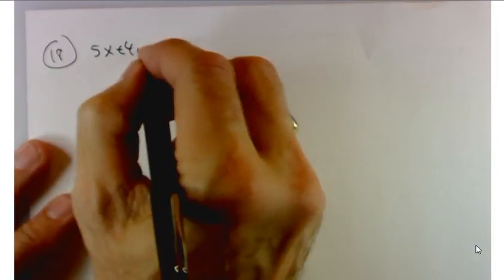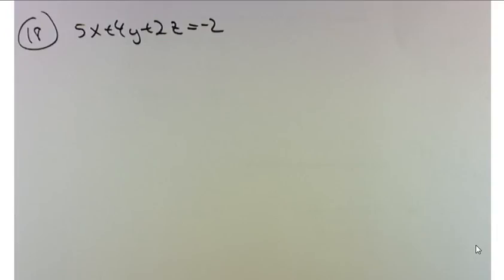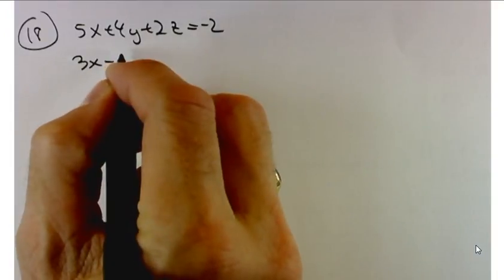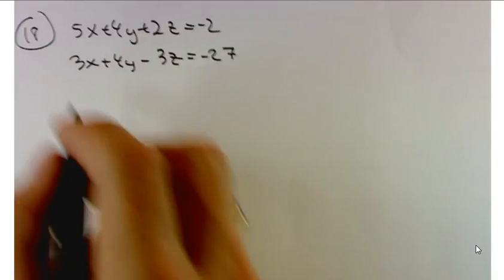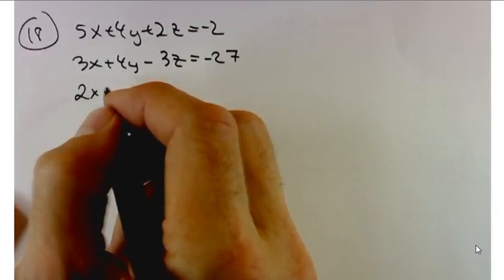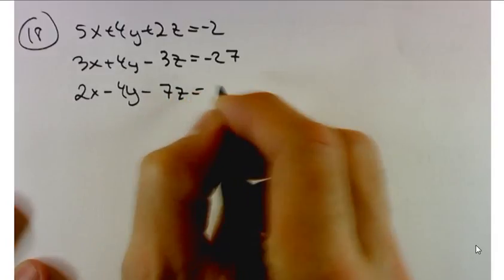All right, let's do another one that's a little bit more like our original one. That would be problem number 18. 5x plus 4y plus 2z equals -2. 3x plus 4y minus 3z equals -27. And 2x minus 4y minus 7z equals negative 23.